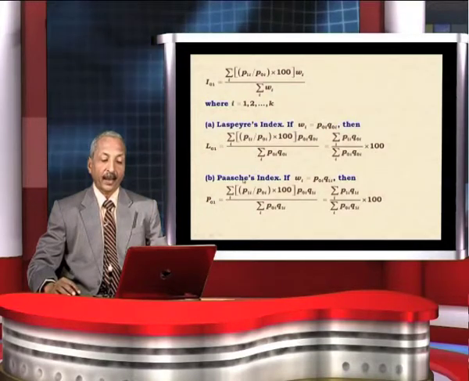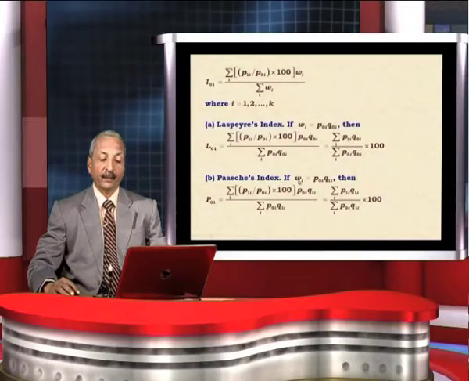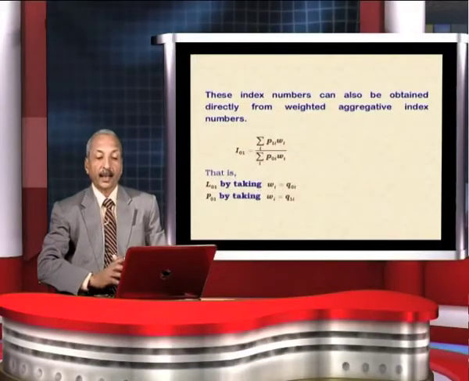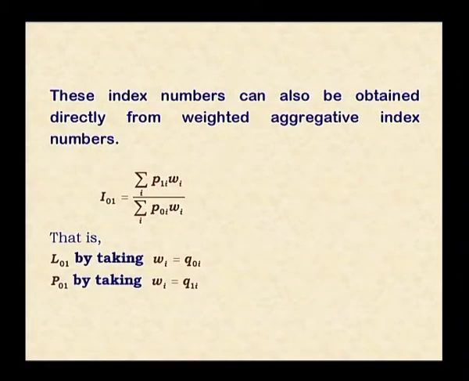Now, in case of the Paasche index number, we take the value of Wi equal to P0i times Q1i, and the formula given by Paasche we denote here by P01, and on simplification this gives the sum of P1i times Q1i divided by the sum of P0i times Q1i multiplied by 100. These index numbers can also be obtained directly from the weighted aggregative index number.